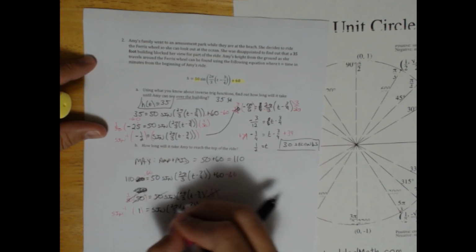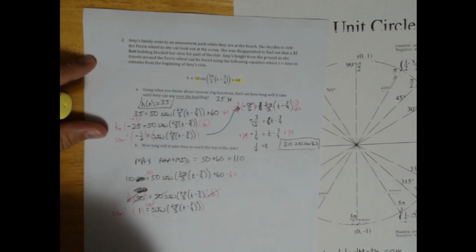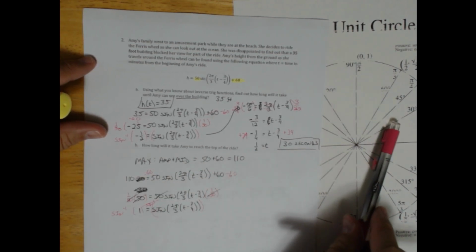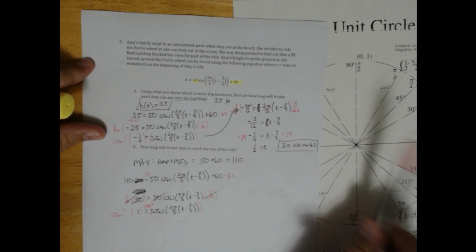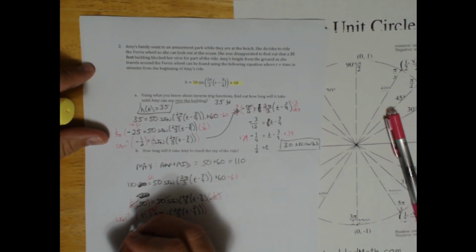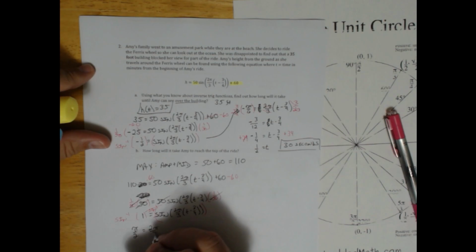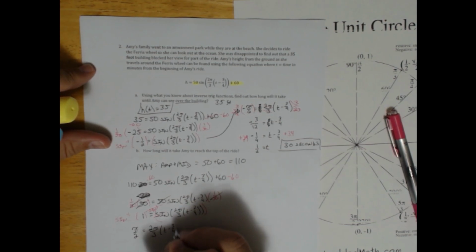Take the inverse sine of both sides. Inverse sine of 1. So sine of pi over 2 is 1. So inverse sine of 1 would be pi over 2, which is equal to 2 pi over 3 t minus 3/4.